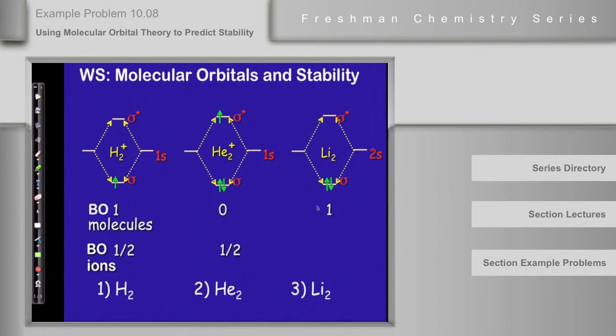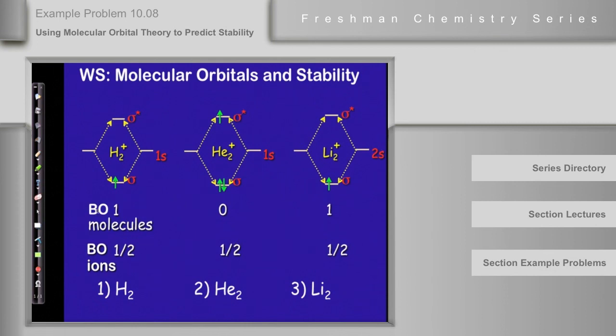Well, what happens with lithium? There are 2 electrons in the sigma 2s and none in the sigma 2s star. So if we form Li2 plus, then there will only be one electron down here. The bond order will be 1/2 of 1 minus 0, or 1/2.